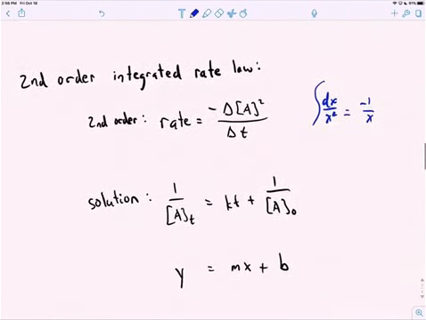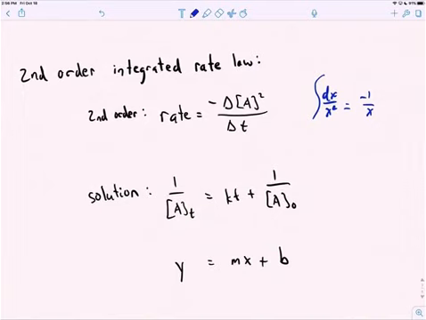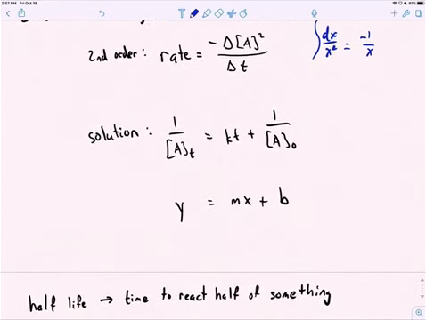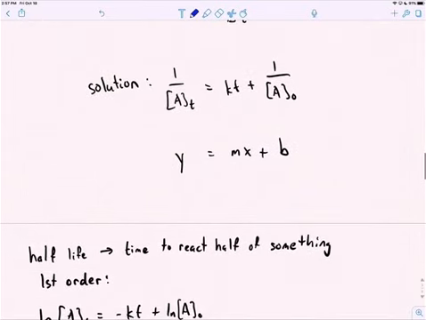Okay, so the second integrated rate law, it's the same thing. I don't necessarily want to go through the derivation for this. It's an interesting one, because the integral of dx over x squared is minus 1 over x. So your solution here for the second order integrated rate law is 1 over A, the inverse of A at time t, equals positive kt plus the inverse of the initial concentration.